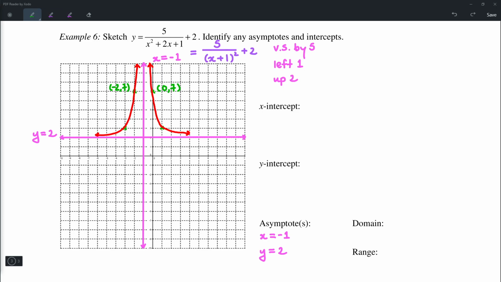And if we move 2 spaces to the left or the right of the asymptote, we can get the points 1 and 3¼, and also -3, 3¼. So these points are meant to be slightly above y equals 3, but they weren't drawing particularly accurately, sorry.